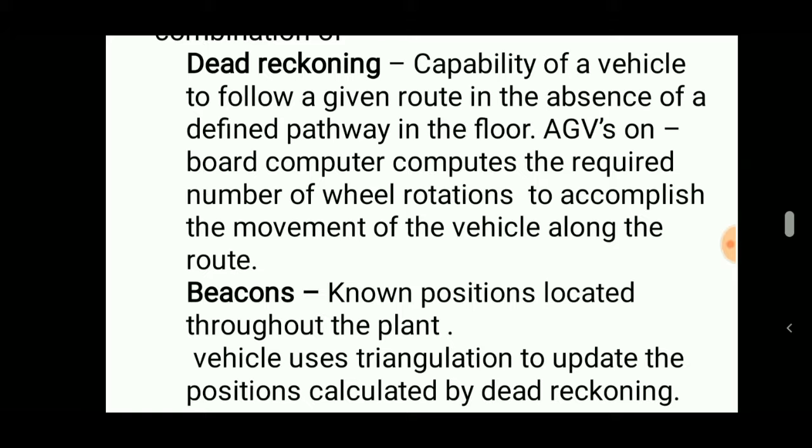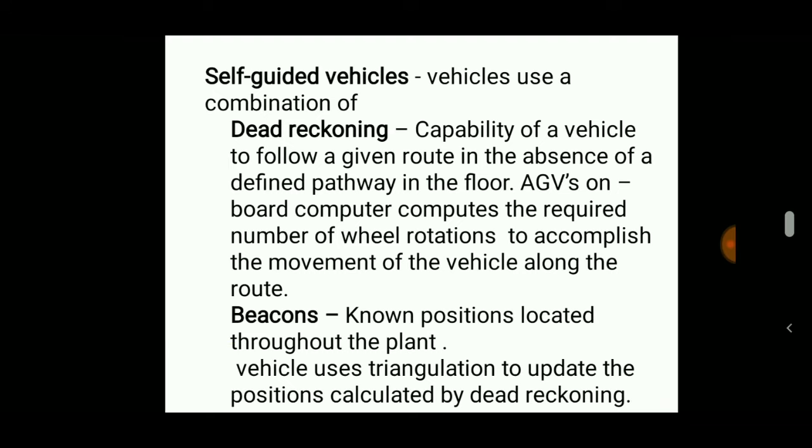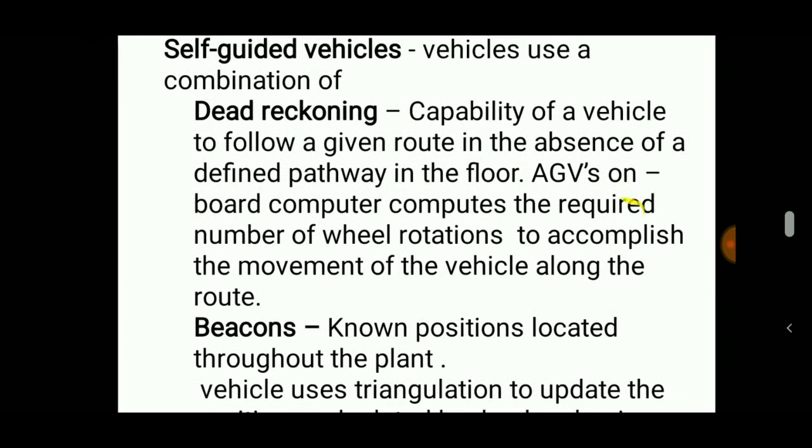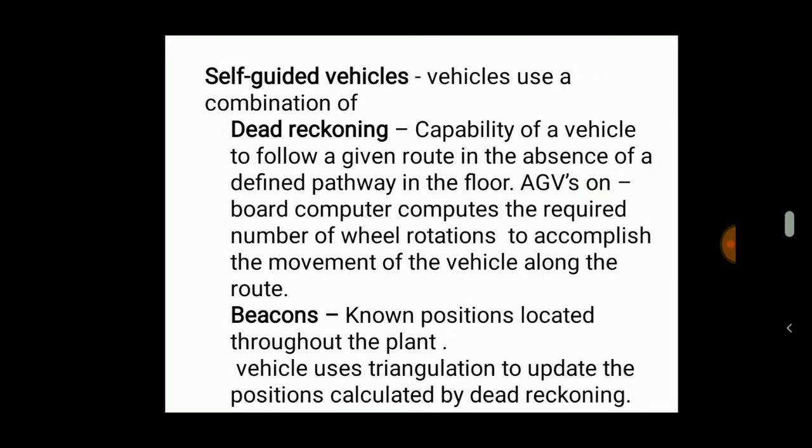Some sensors are located at each place of the industry so that the vehicle uses a triangulation concept, uses its sensor to sense the positions located, and analyzes the ways to optimize its path to go in a proper way. This updates the positions calculated by dead reckoning. So these are the vehicle guidance systems used in AGVs, friends.